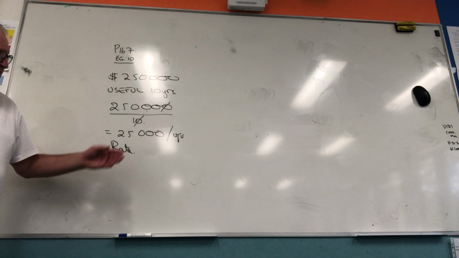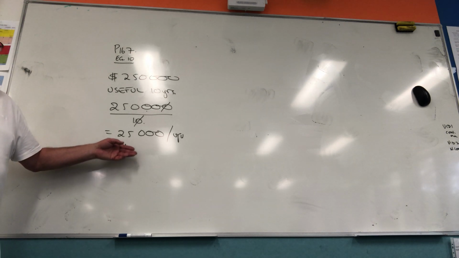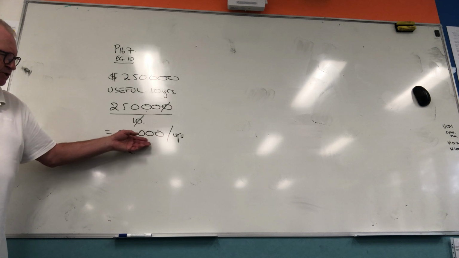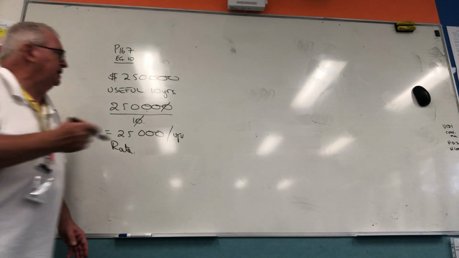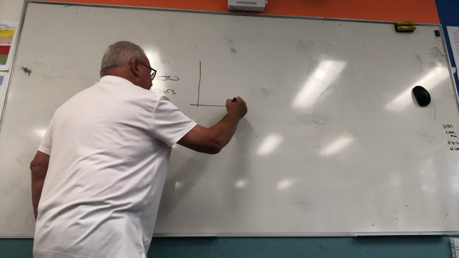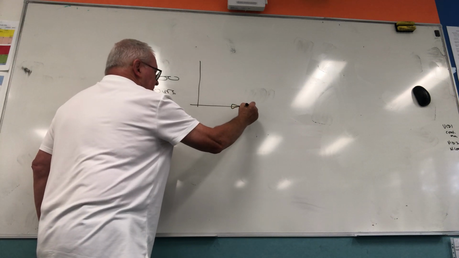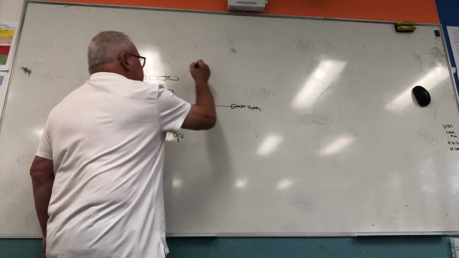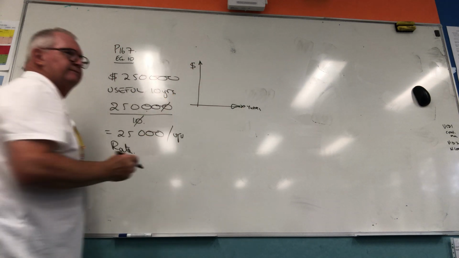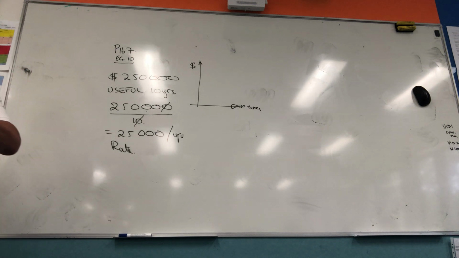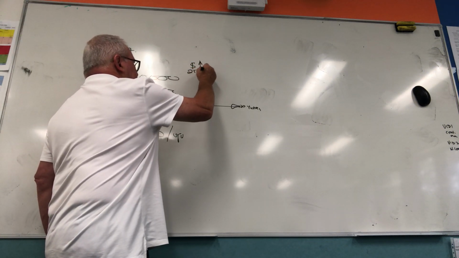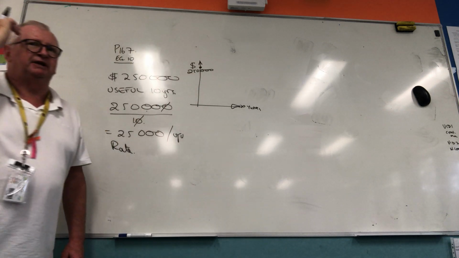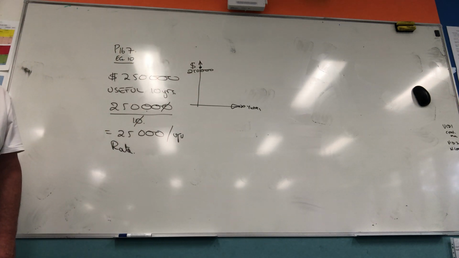Now, this is a rate. If it's depreciating the same amount each year, then I can make it look like a straight line. That's the number of years, that's the value. What did we start at? What's it worth to start off with? $250,000. So we put 250 up here. We're going to have to draw a graph on the test.